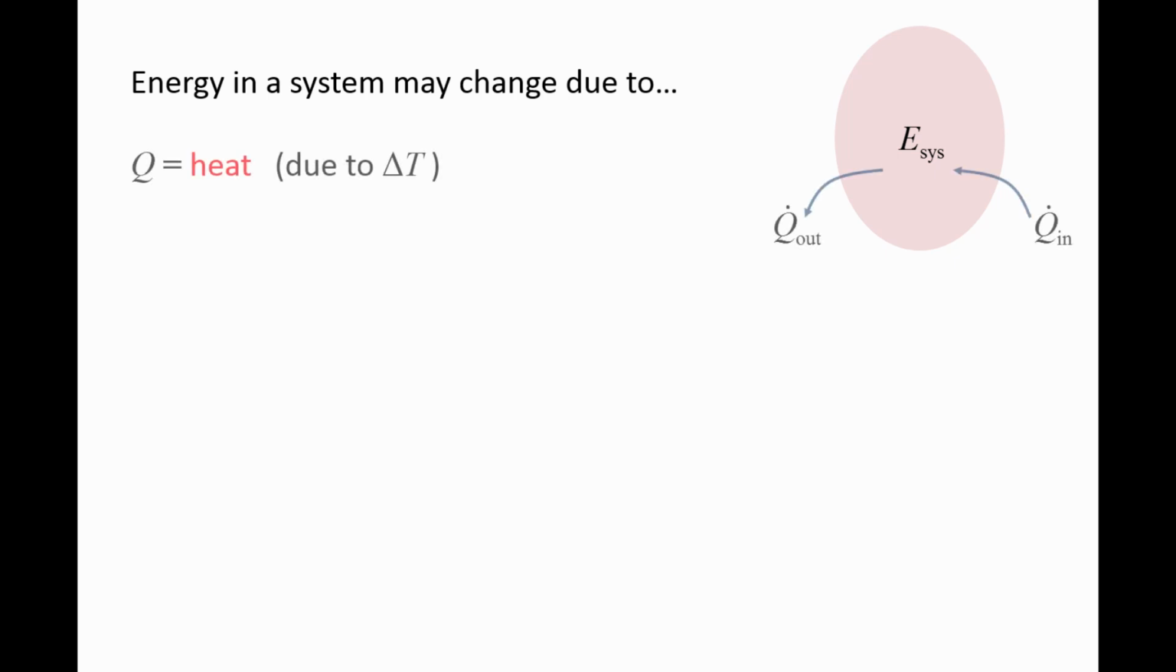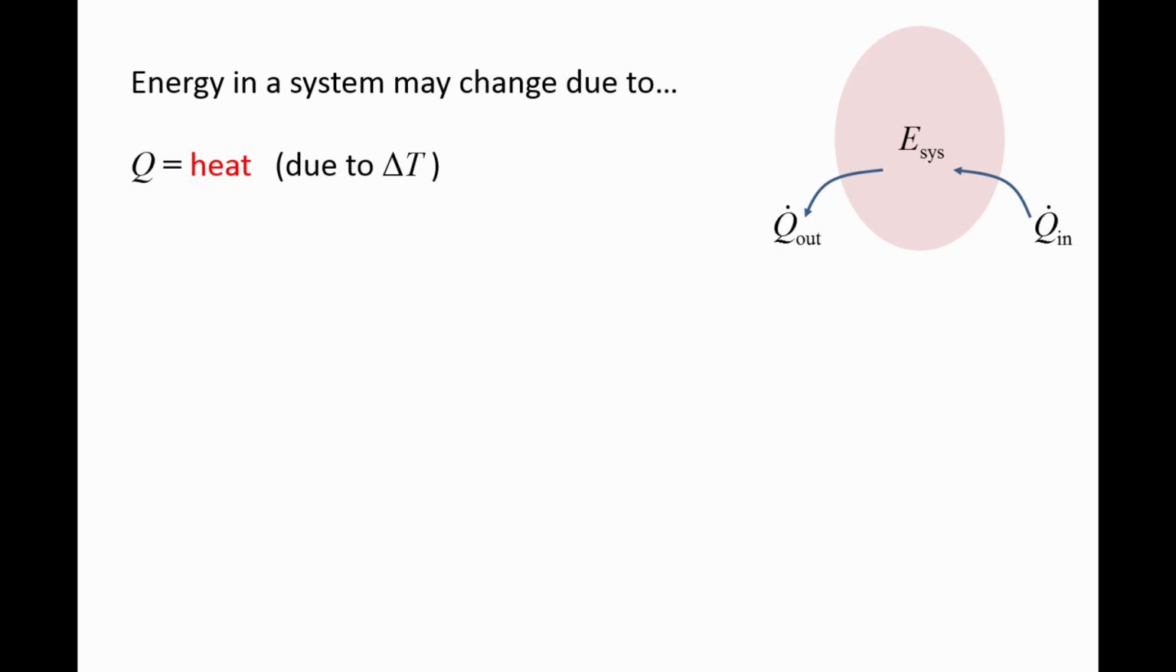Here we have a mass shaded in pink, which we will call our system. The system has a total energy E_sys. Two types of processes can affect the energy of the system. Heat transfer is the exchange of energy between a system and its surroundings due to differences in temperature. There are three modes of heat transfer: conduction, convection, and radiation.